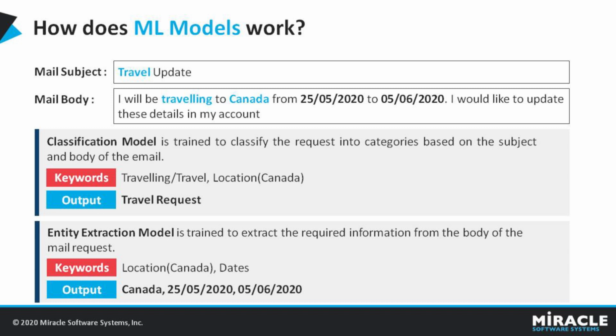This classification model will look for any keywords just like an NLP does. So it will take the subject and body and then it will look for the keywords. For example, here you can see travel, traveling, and Canada is a location. So that location will also be a keyword for identifying which service request it belongs to. So since it has keywords like travel, traveling, and all, this will come under travel update. So the classification model will categorize this email into a travel request.